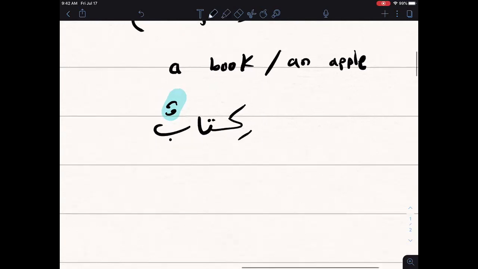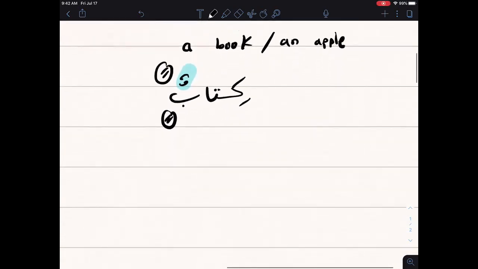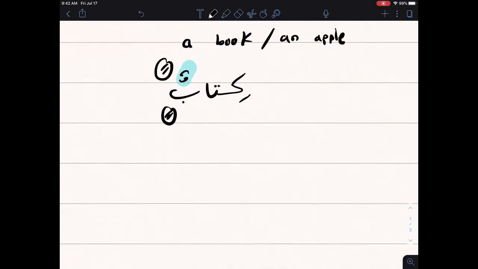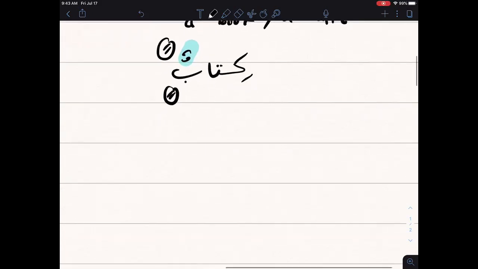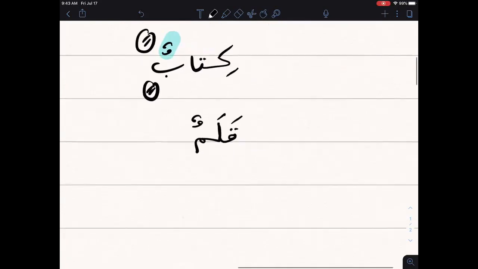Why is it, for example, double fatha or double kasra here? That has to do with grammar. There might be a reason why we're doing this, but the fact that it is still tanween, we're still indicating that this is indefinite. So make sure you understand this part. Let me give you one more example. Remember, when we study grammar, I really like to give you fewer new vocabularies, so it's easier for us to focus on the grammar. Qalamun, a pen. Good.